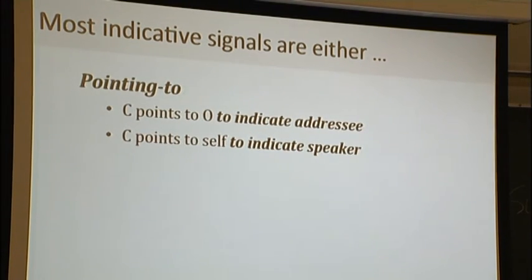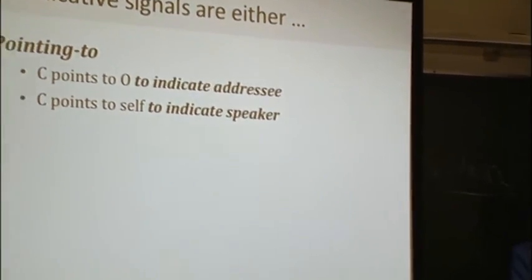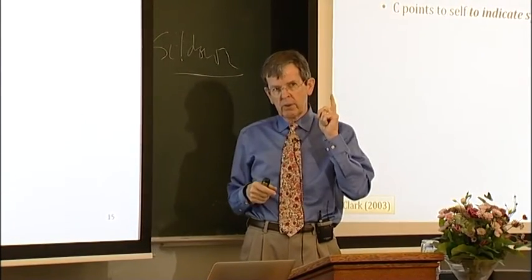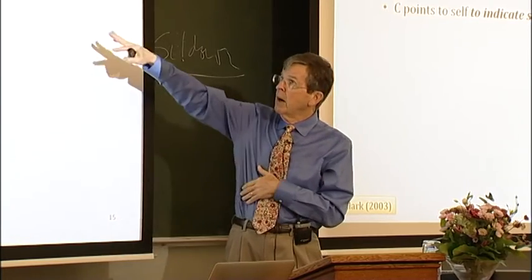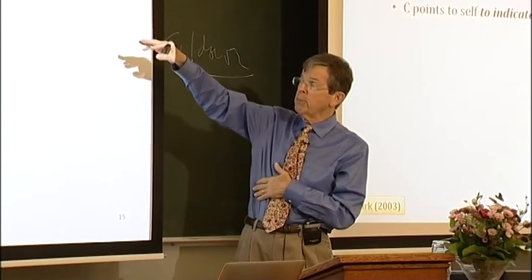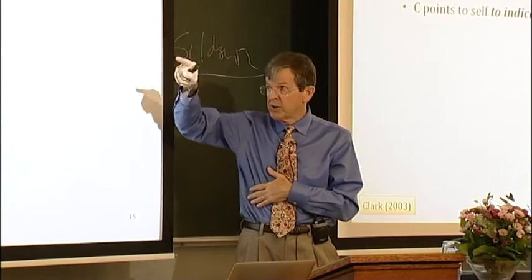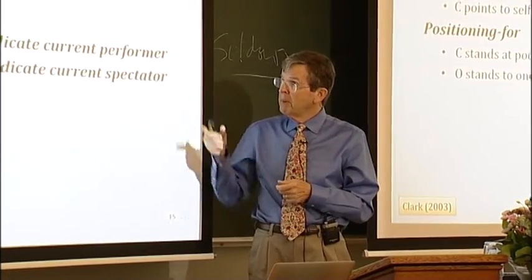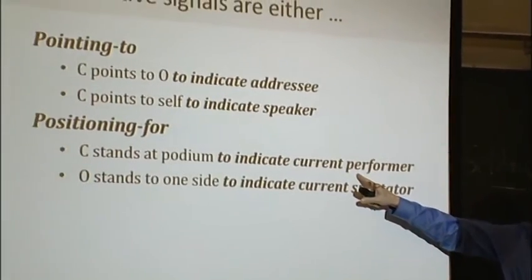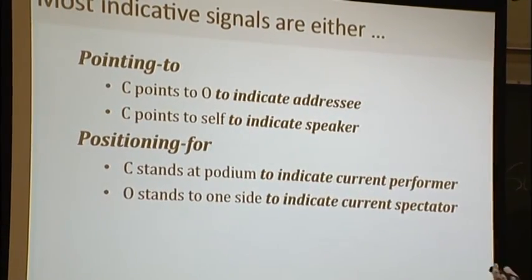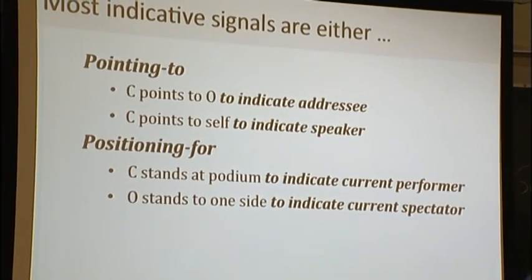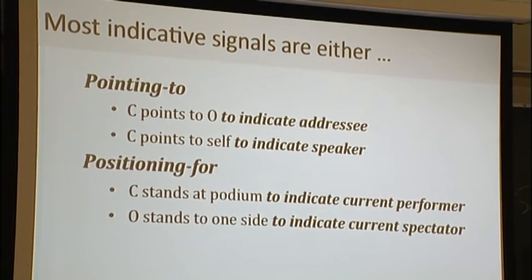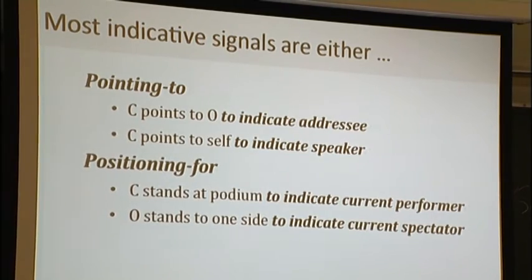What I did in this original paper that I wrote was to try to distinguish between these two kinds of indexing, basically. Pointing, where you're really trying to locate something else. For example, Cameron points to Obama to indicate Obama's his addressee, and Cameron points to himself to indicate that he's a speaker, but he also positions himself and other things. So he stands at the podium to say, I'm the person speaking here. And Obama stands to one side saying, I'm not the person who's speaking here, I'm the person who's listening. That is, these positionings that they're doing are part of the communication being done in these venues.